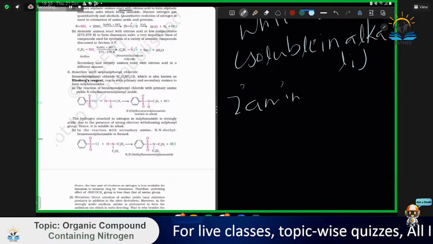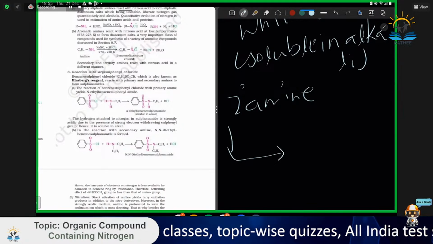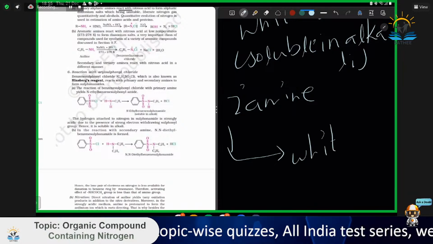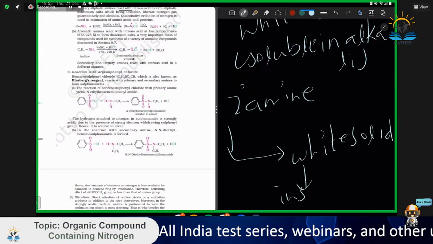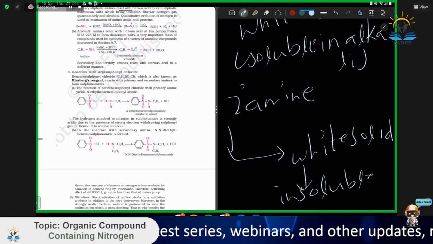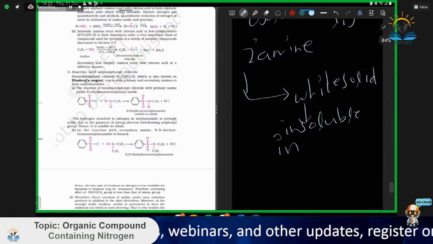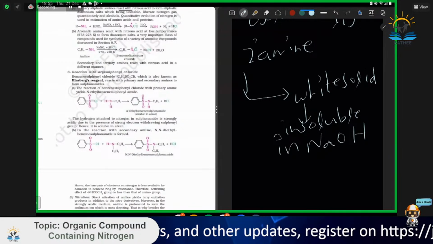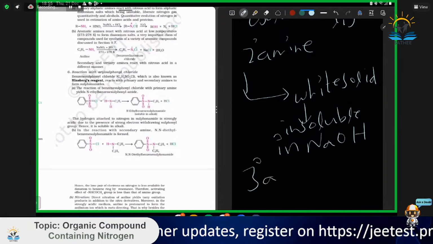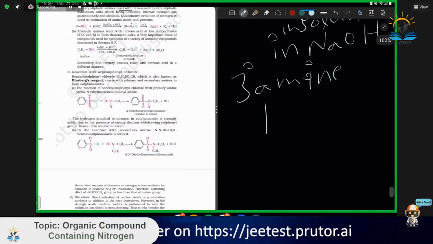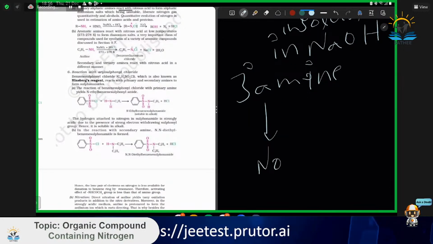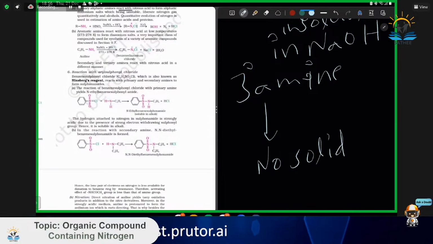Secondary amines also give a white solid, which is insoluble in alkali. Alkali is NaOH. Tertiary amine gives no reaction. This is used as a distinguishing agent.